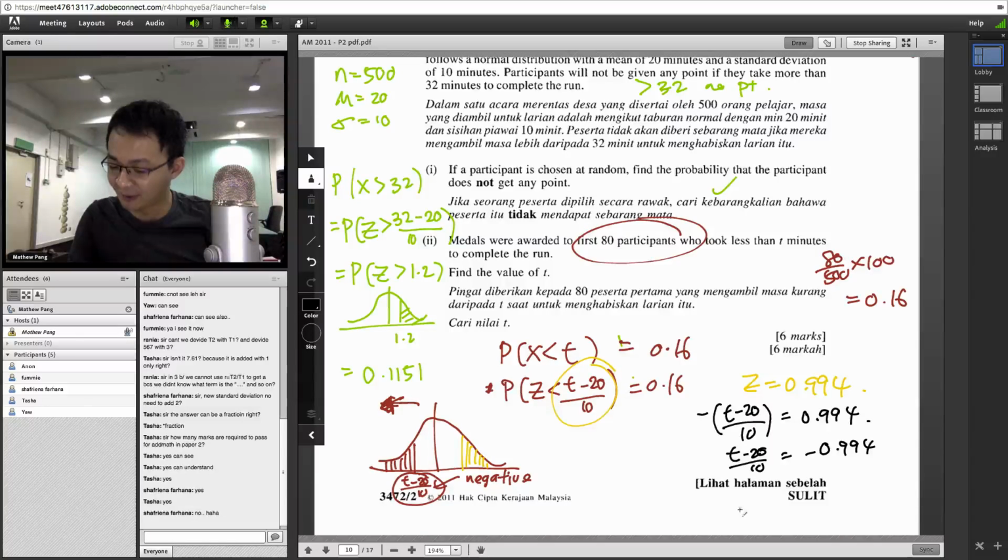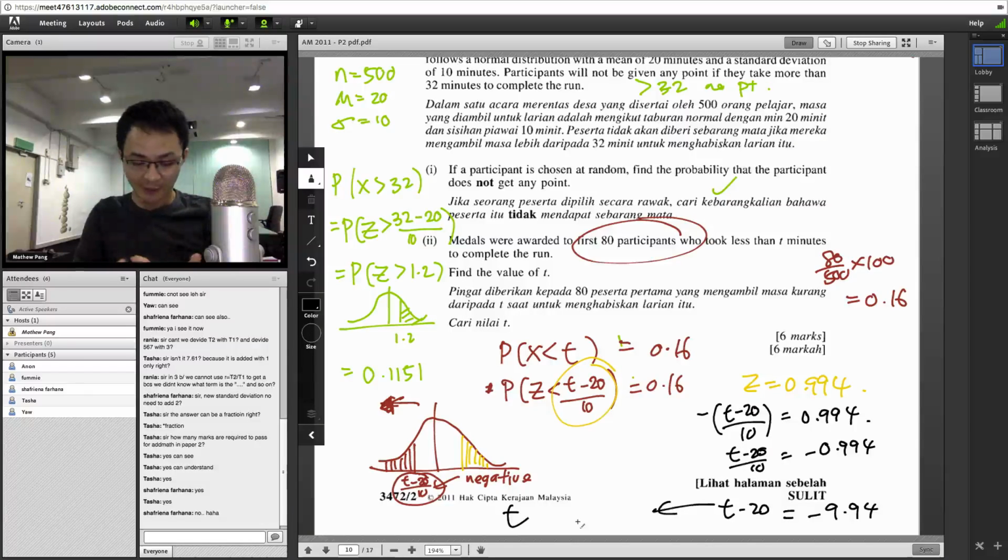And I multiply by 10, so T minus 20 equals negative 9.94. Then I add 20, so it becomes 20 minus 9.94, and you will get the answer 10.06. This is how we find T. But I don't feel the answer is correct, because I did this question many times. It's just not so intuitive. But the T value should be, it's correct. Maybe I just haven't done this one for too long. So T is just about 10 minutes.